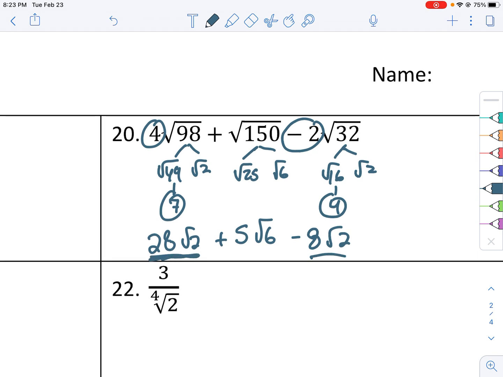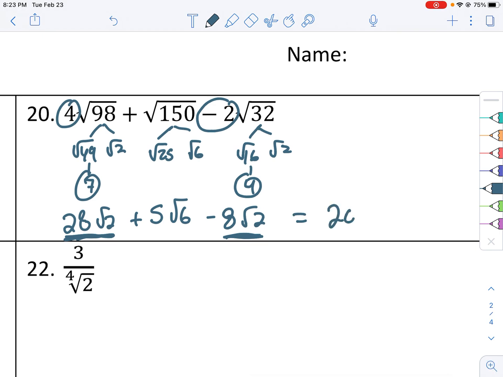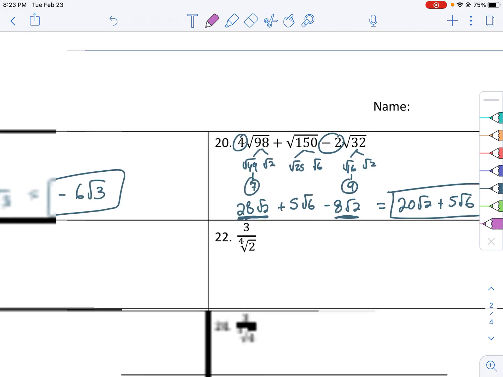At the end here, you can only combine the ones with the same radicals, so 28 minus 8 gives us 20, radical 2, plus 5, radical 6. Nothing to combine with that 5 radical 6, so it just stays by itself.